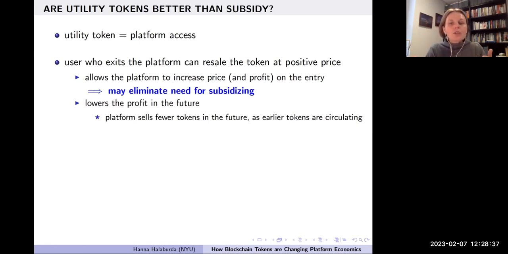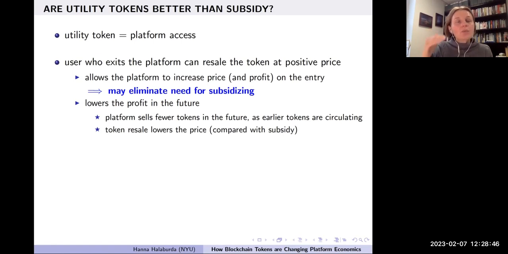So there are fewer tokens, fewer access rights that the platform is selling. And at the same time, the price at which the platform can sell this access in the later periods is lower than if they would be selling it under the subsidy. And this is because this additional supply actually comes from two sources. One is the additional supply that comes from the resale tokens, which is putting pressure on the price. And second, there is actually a smaller network in the future periods because more users want to exit.